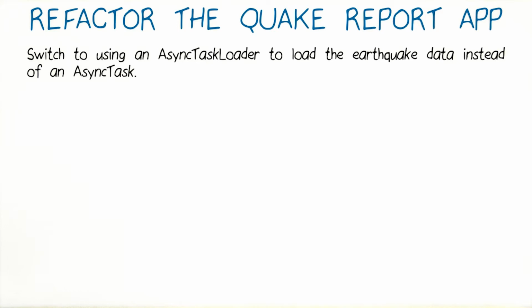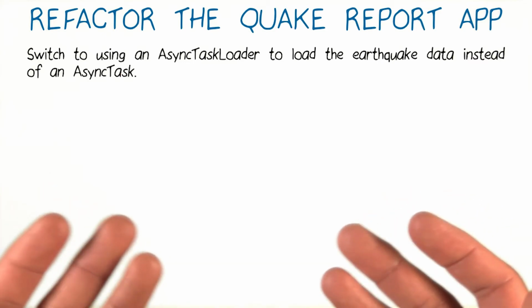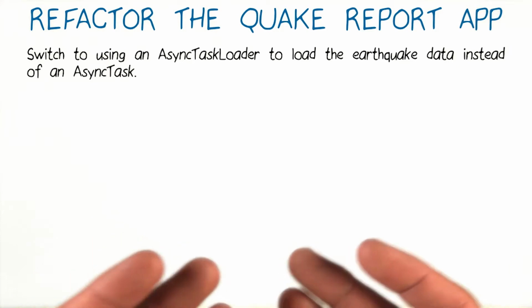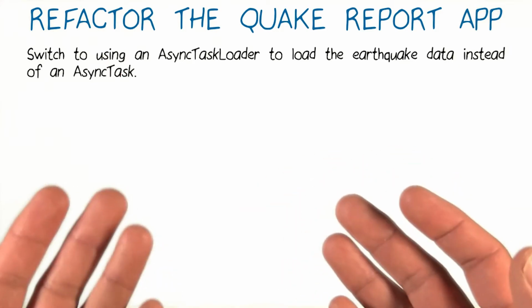We've covered the theory behind loaders as well as a code sample, so you're ready to practice implementing a loader on your own in the Quake Report app. Your app already successfully fetches earthquake data from the internet, so in this task, you'll be refactoring your app to use an async task loader instead of an async task.